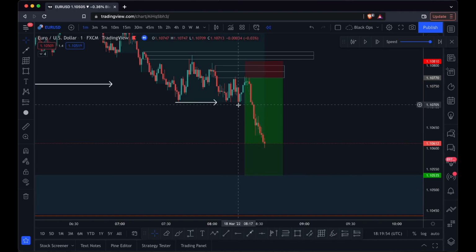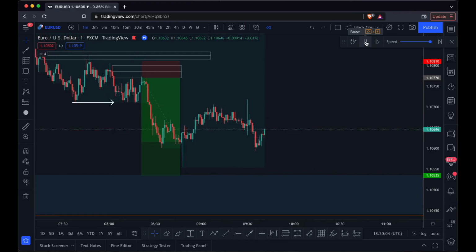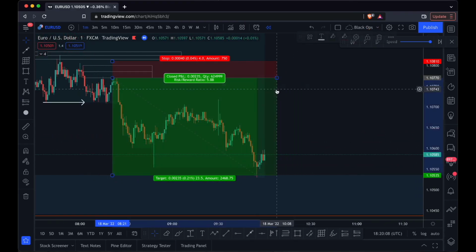Trade management wise, as this point here was broken, my stops were at break even, and as you can see, price continued to the downside, eventually tapping me out at this point. So that was it for the trade that I took in terms of this case study.